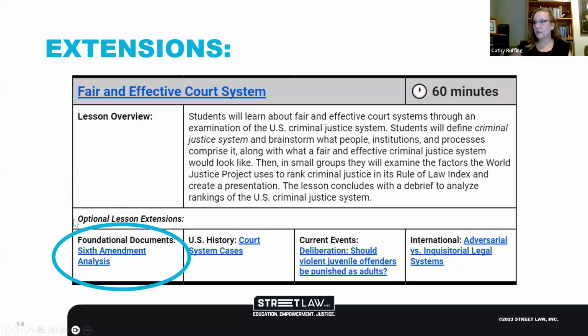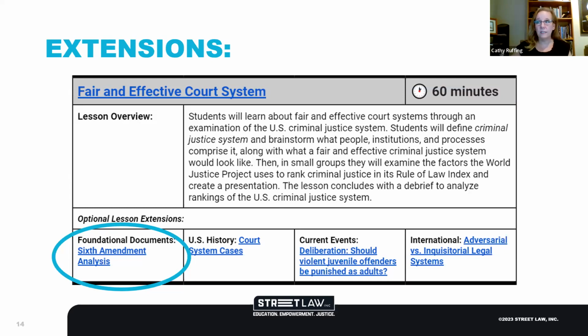And the last one, which I'll talk about just briefly, is, first of all, this rule of law curriculum is always set up with a core lesson and then extensions. So one of the types of extensions for each lesson is foundational documents. And a lot of those are parts of the Constitution.